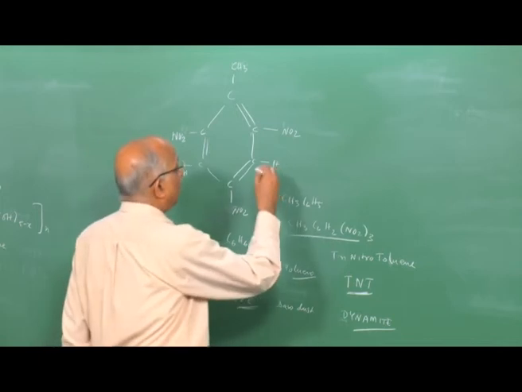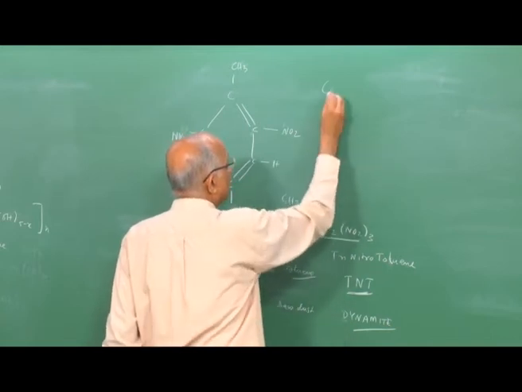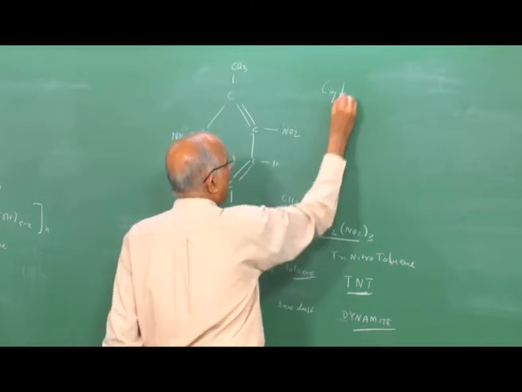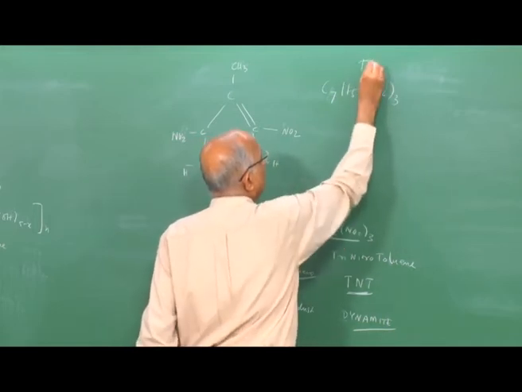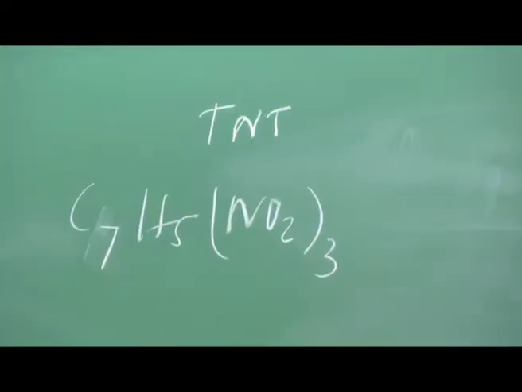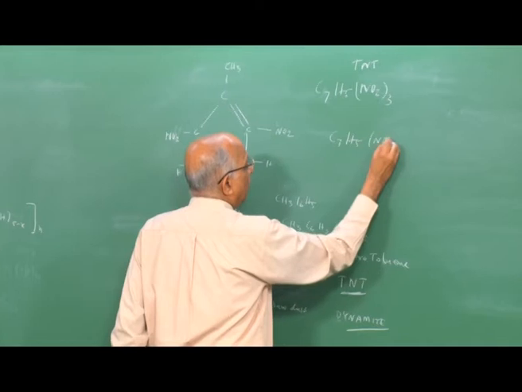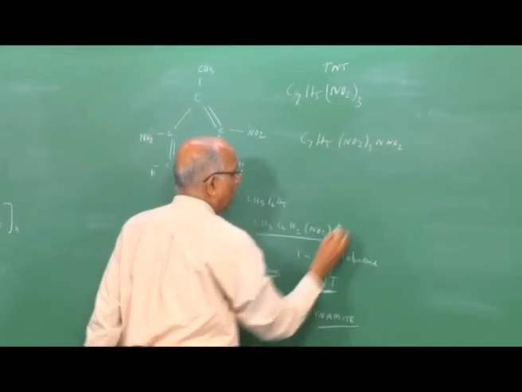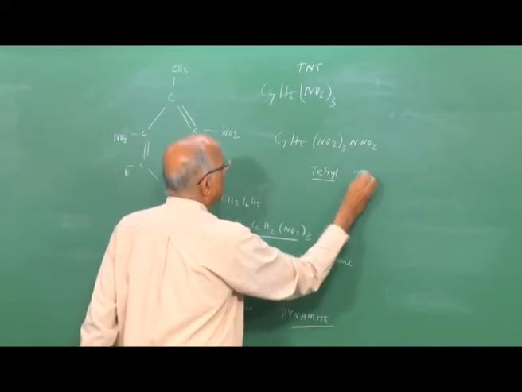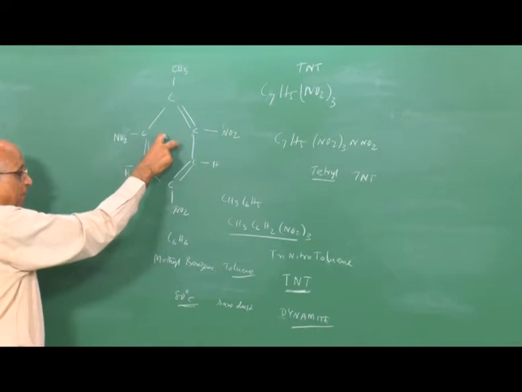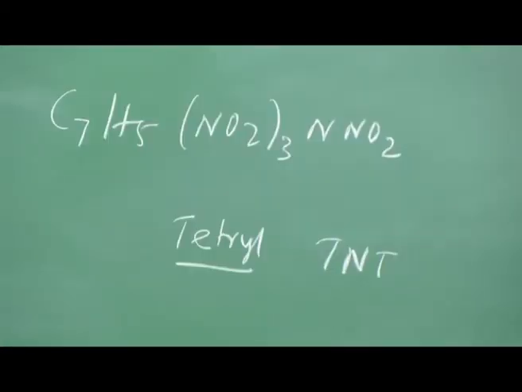Well, into this TNT, let me write it down again. I have C7, C6 plus 1, C7, H5, NO2, 3 times. This we said is trinitrotoluene. I want to even make it more energetic. Therefore, what we do is I add to C7H5 into NO2 3 times, an N of NO2 to it. This is what is known as tetryl. More energetic than TNT, and this is another explosive. That means I take the aromatic base, form TNT, and I add NNO2 to it. Well, it becomes tetryl. Well, these are the different types of explosives.